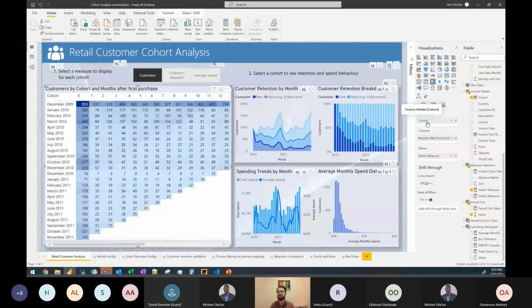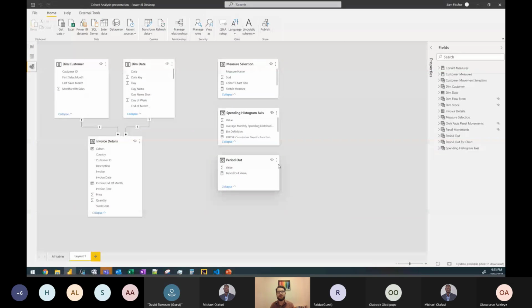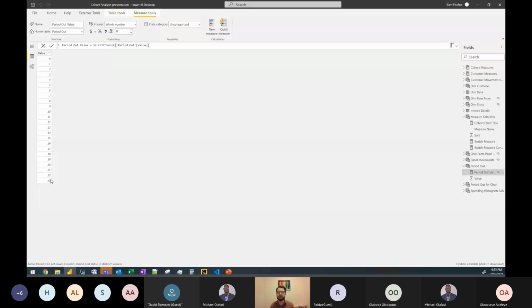And then along the columns, we've got this months after first purchase field. If we look at our data model, this is based on this separate disconnected table, which I've called period out. Period out is just a list of values between 0 and, in this case, 23, so the 23 months that we could potentially go forward for our customers. And this is effectively a what if parameter. I haven't defined it as such, but it effectively acts as one.